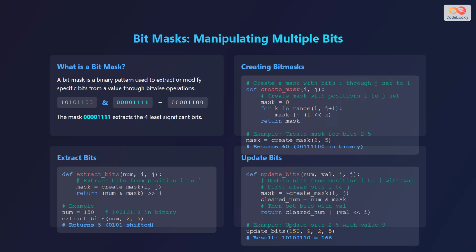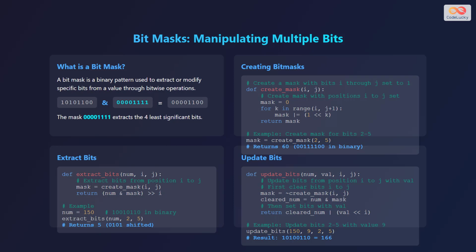A bit mask is a binary pattern used to extract or modify specific bits from a value through bitwise operations. In this example, the binary value 10101100 is ANDed with the bit mask 00001111, resulting in 00001100. The mask 00001111 extracts the 4 least significant bits.